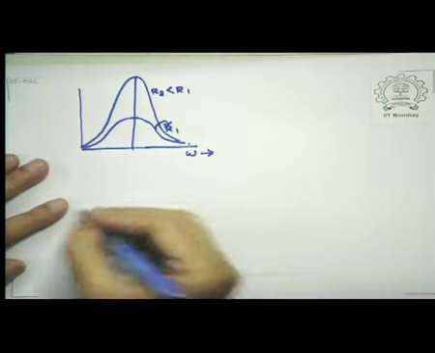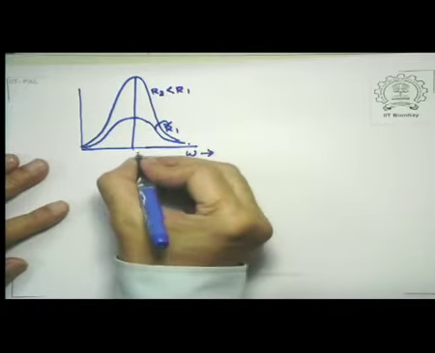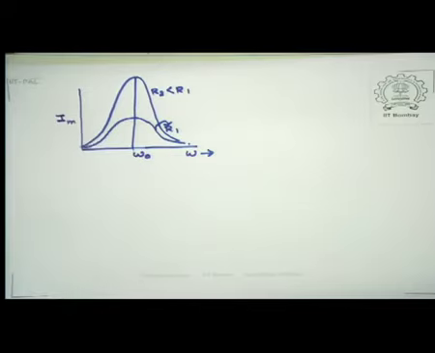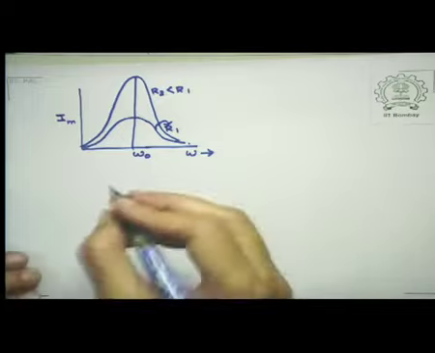So this frequency is omega 0, and this is of course my current. Now remember what is actually happening. In order to have a resonant frequency, I need both L and C to be there.